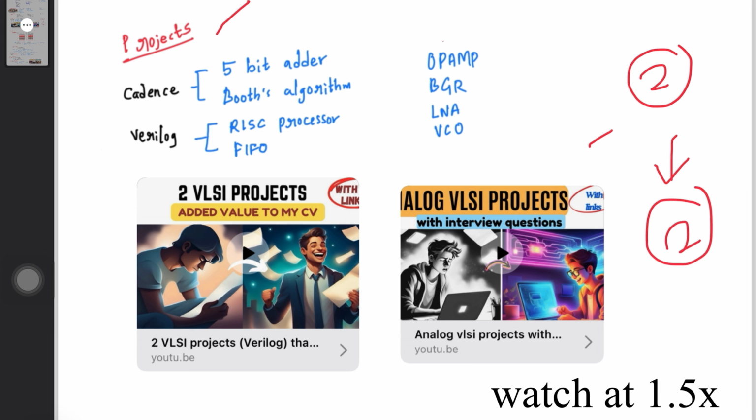Now, looking at the projects we need to do, in the digital VLSI profile, we can do either Cadence or Verilog projects. I recommend you include both in your CV. In Cadence, you can do a 5-bit adder or Booth's algorithm. In Verilog, there are sources available for a RISC processor and FIFO.